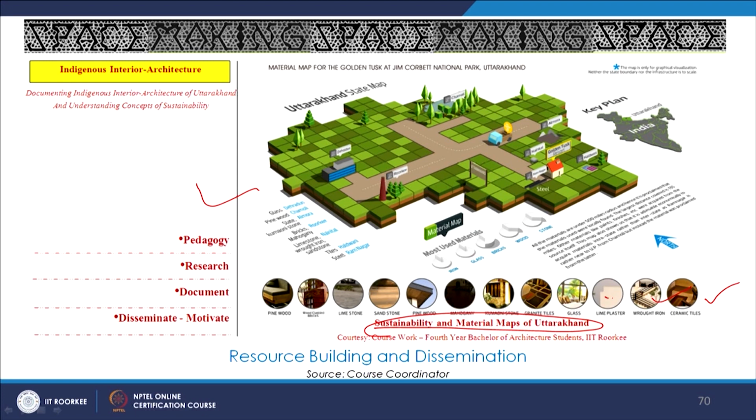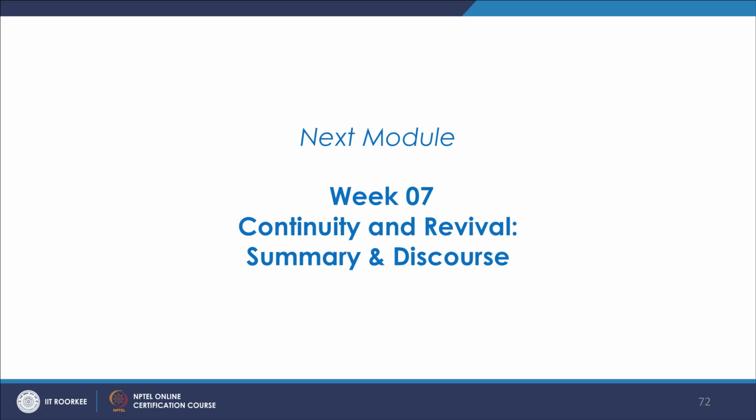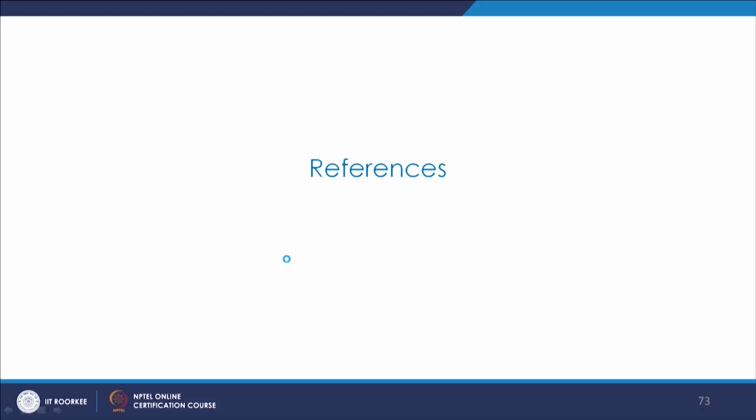Again, the different materials, where they come from, and sustainability aspects and things like that. So a lot of work happens inside the studio, also through projects, and we try to really build up a rich repository and take care of the dissemination as far as possible. Next time we are going to talk about the summary of all these previous 3-4 modules that we have seen on continuity and revival, and let's see some references now.